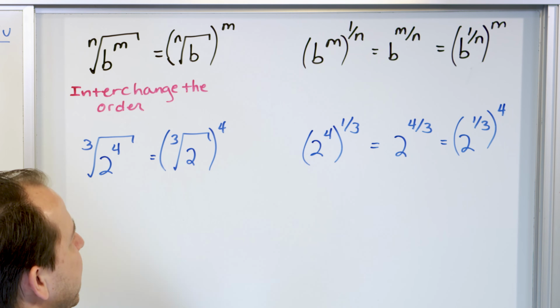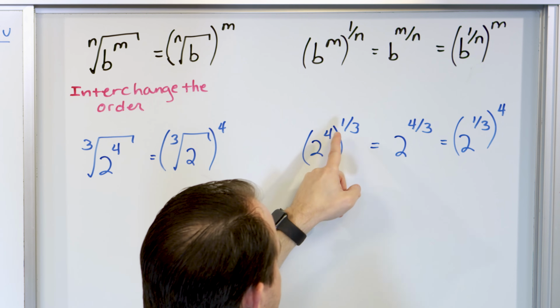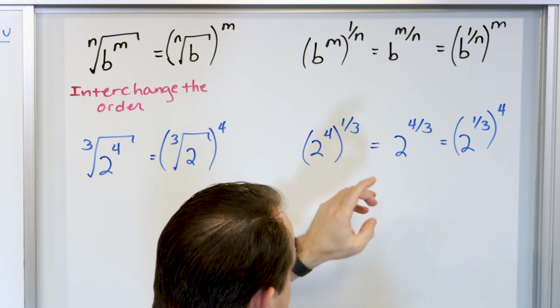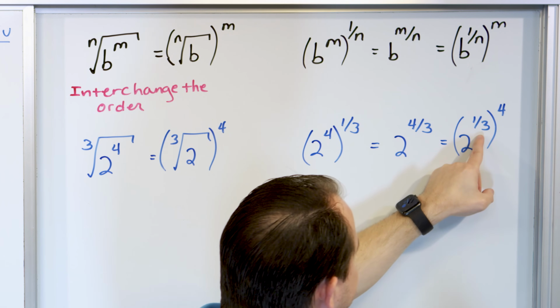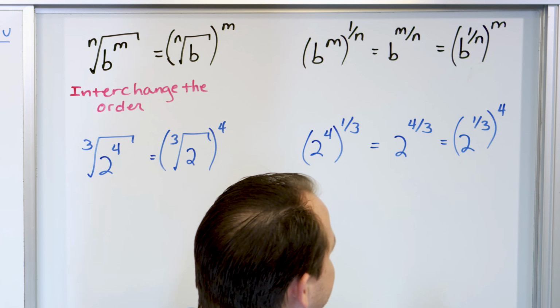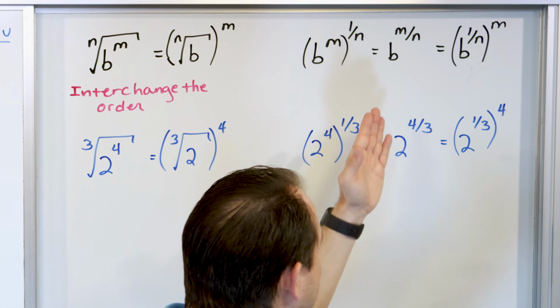If you get a calculator out and you take 2 and raise it to the 4th power, and then you take the cube root, and then figure out what that answer is. And then in a separate calculation, you take the cube root of 2, and then raise the answer to the 4th power, you're going to get the same exact answer. So that's a kind of a good way.